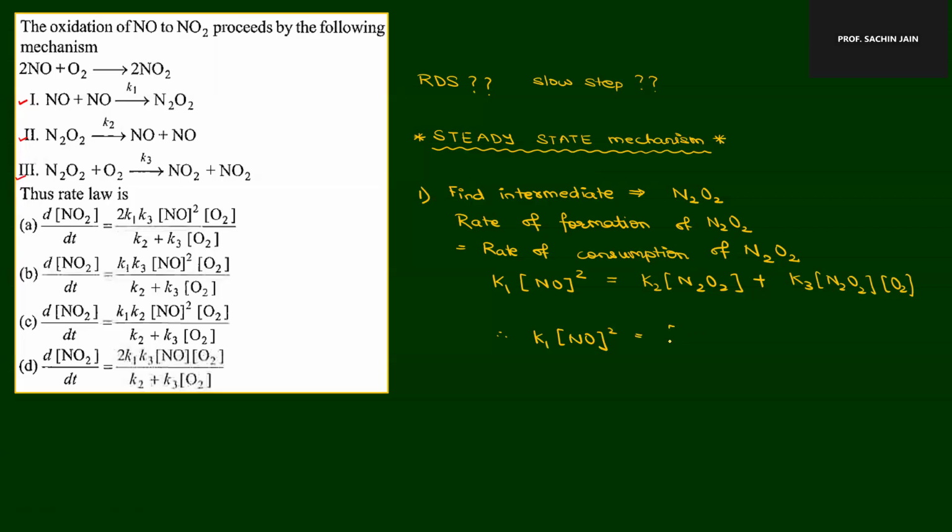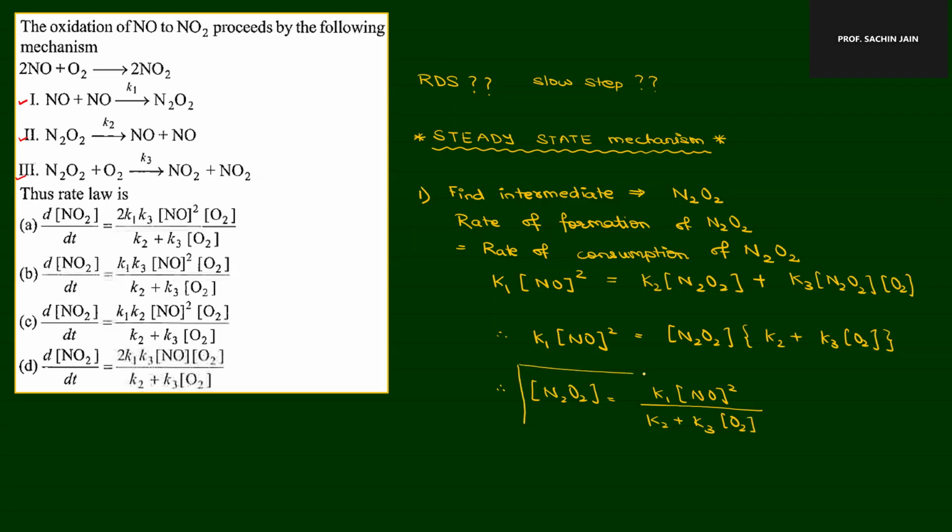So mathematically N2O2 common लेकर I will get K2 plus K3 into O2. तो इसको निकाल देते हैं. N2O2 will be equal to K1 times NO का square upon K2 plus K3 into O2. यहाँ तक क्लियर एवरीवन? Yes, sir. ठीक है.